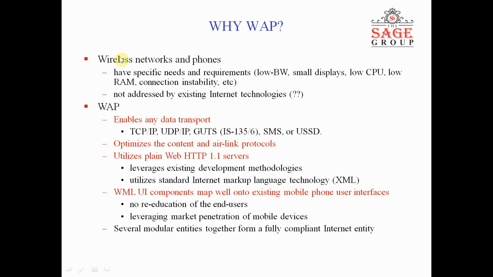Why do we use WAP? For wireless mobile phones. It has specific requirements such as low bandwidth, small display, low CPU efficiency, low RAM, and low connection. That's why we are using WAP. These are not addressed by existing internet technologies.